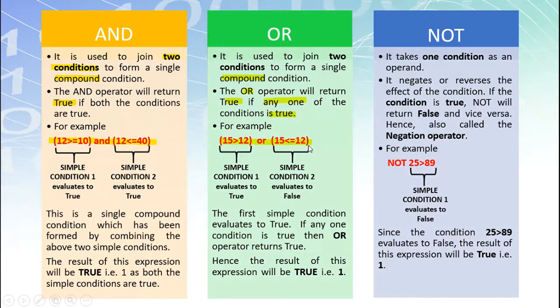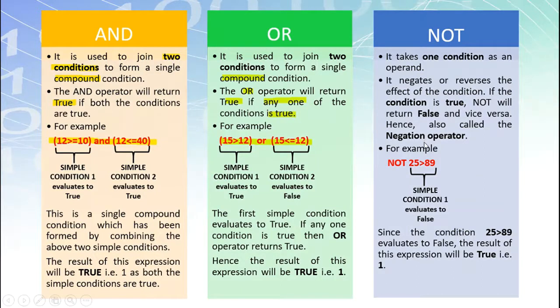Unlike the AND and OR operators, the NOT operator takes only one condition as an operand, and it negates or reverses the effect of the condition. That means if the condition is true, NOT will return false, and if the condition is false, NOT will return true. That's why it is also called the negation operator. Negation means reverse. It reverses the effect of the condition.